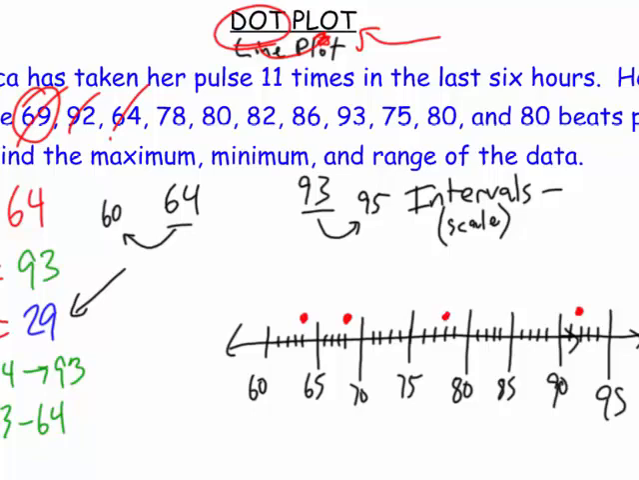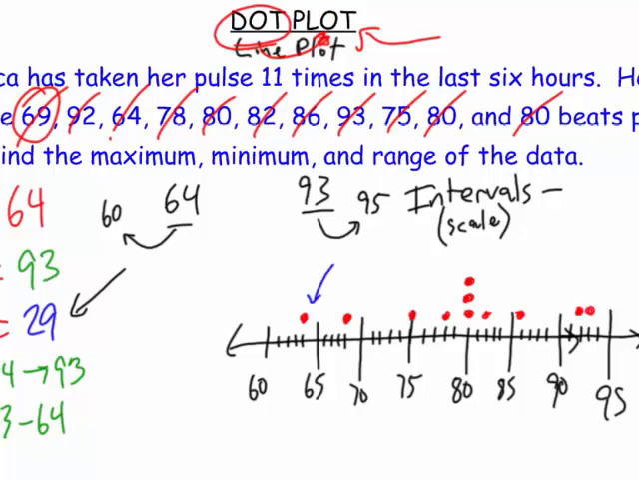78. So I just keep going. 80. Oh, I don't want to put that up there. I want it all to line up. 80s right there. 82. 86. 93. 75. 80. Oh, there's another 80. So what should I do if there's more than one of a number? Put it right above. And 80. There we go. So now we should be able to tell with our dot plot how many of each.